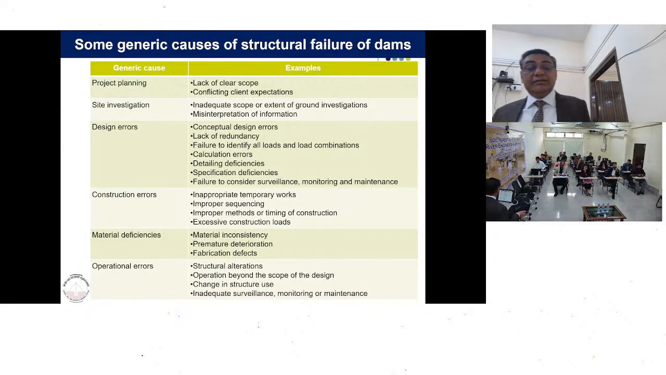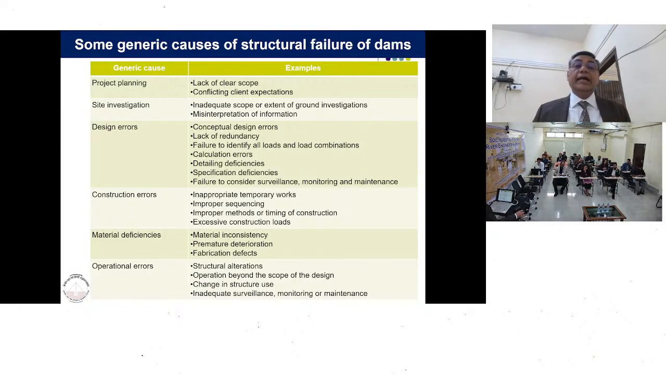Then design errors: conceptual design errors can be there, lack of redundancy, failure to identify all loads and load combinations. Calculation errors can also be there, detailing deficiencies, specification deficiencies, failure to consider surveillance, monitoring and maintenance. Construction errors, inappropriate temporary works. Your coffer dam is not appropriate. You thought it would handle the flood and the diversion tunnel would do the job. It didn't work that way.